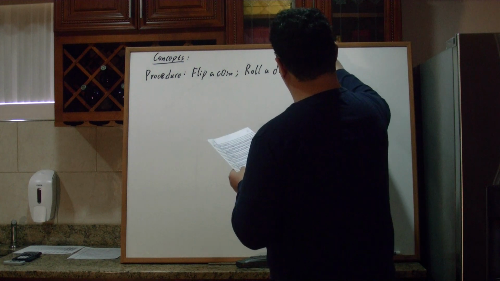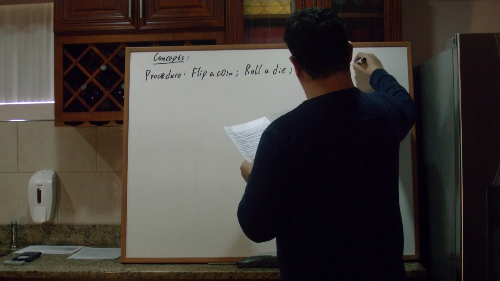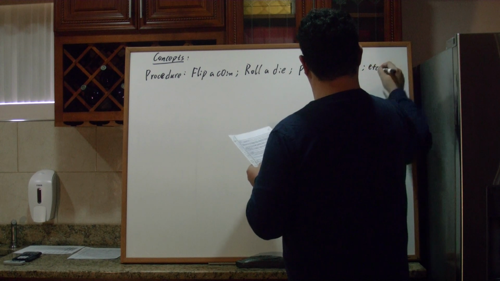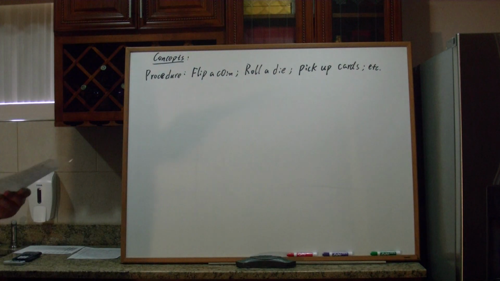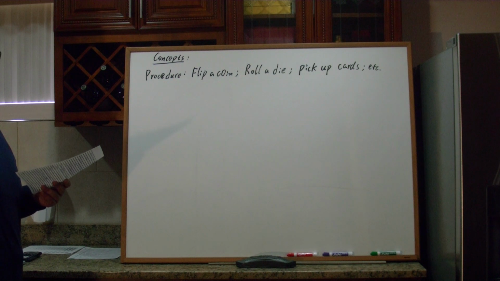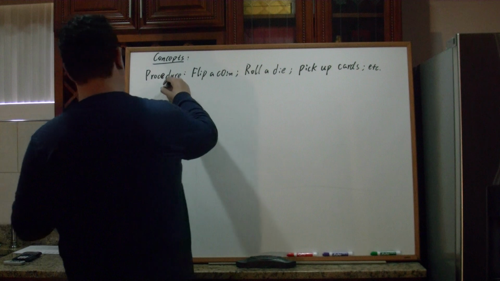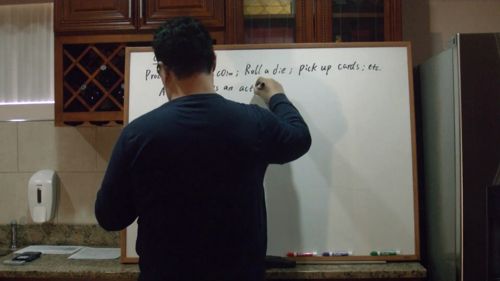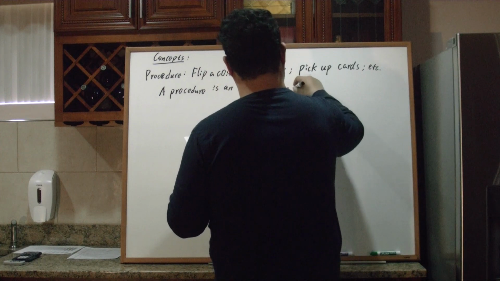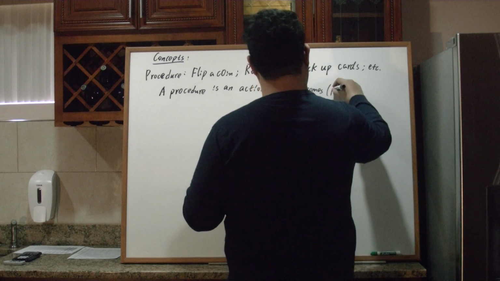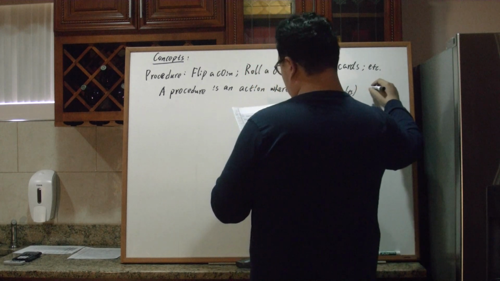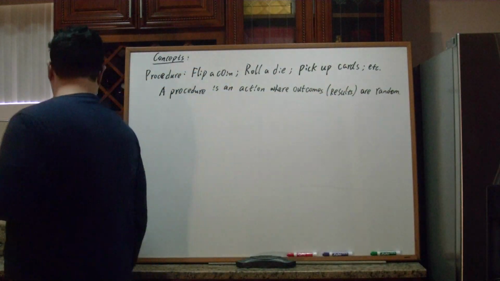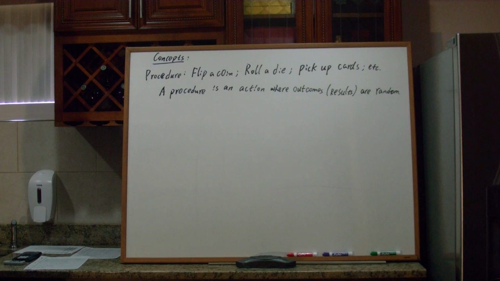Or pick up cards. Some events like that. When you flip a coin, roll a die, or pick up cards, the results are pretty much random. A procedure is simply an action where the outcomes, in other words the results, are random.